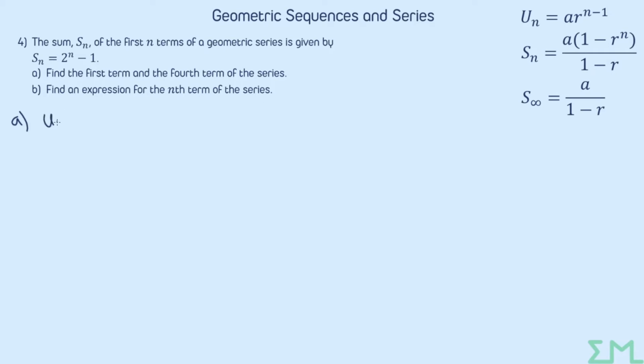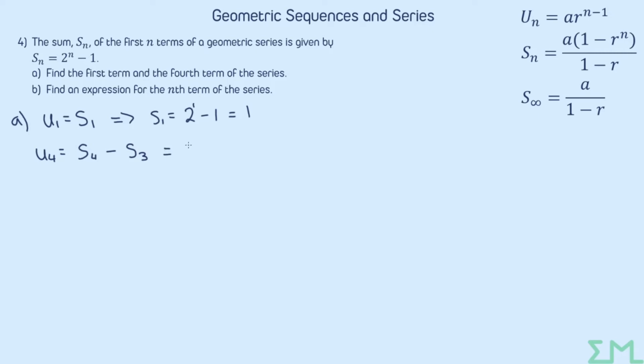Note that if we want the first term, that is equal to the sum to the first term. So to get a, we just need to evaluate S1. So that would be 2 to the 1 minus 1, which is just 1. The fourth term, okay, so what we can do to work out U4 is take the sum to the first 4 terms, and then subtract the sum to the first 3 terms, and that will give us the term that we added on to get the sum of the first 4.